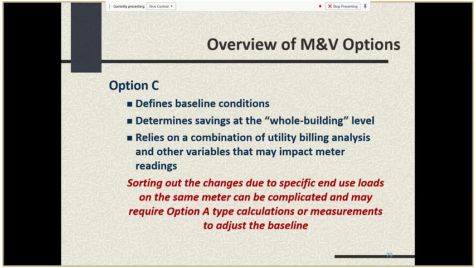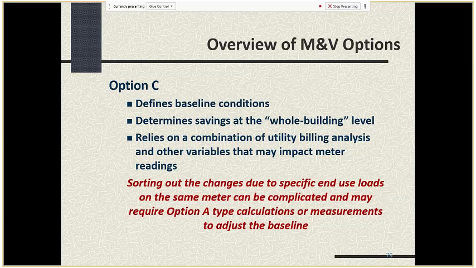So what is option C, which is not really being used on this project? In this case, you're looking at the whole building level, where you're looking at all the utility meters that serve that particular building or facility. And in the case of DOTA, if you were really using option C here, you would have well over 100 meters to be looking at, because there's lots of utility meters in different locations.